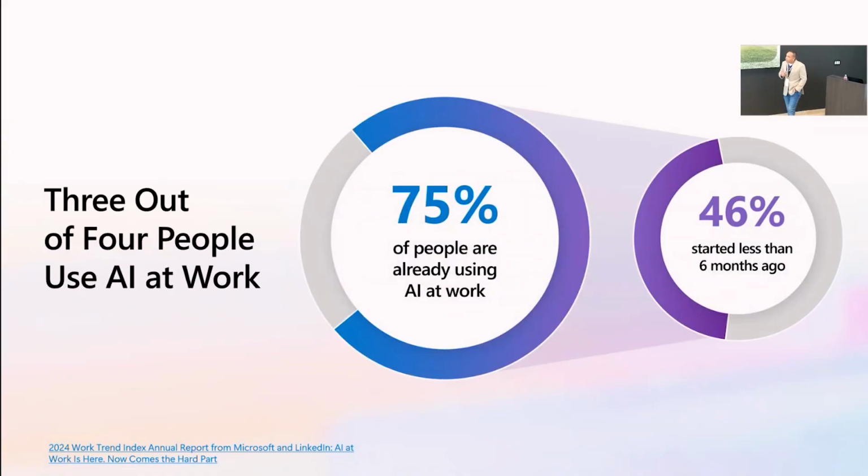So 3 out of 4 people are using AI at work, right? And this statistic is from 2024. So you can imagine where it's at today, right? Back then, 75% of people were already using AI at work. 46% started less than 6 months ago. So we know it's here.